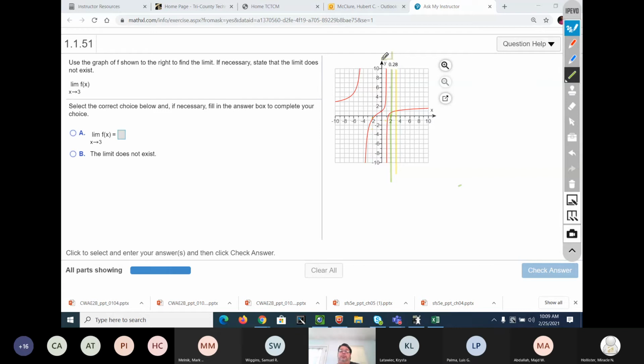Why won't it let me move the things after I draw it? All right, let me erase them and I'll start over.